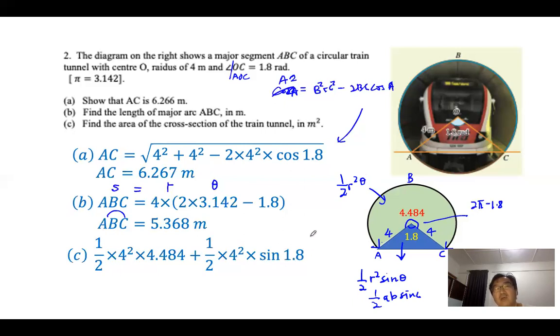So remember, this is radian. So you must change your calculator to radian mode. If it's in degree mode, you will get the wrong answer, a different answer. Then you type everything in, you should get 43.66 meter square for the area of the cross-section of the train tunnel. Okay, so this is number 2. All right, then we go to number 3.